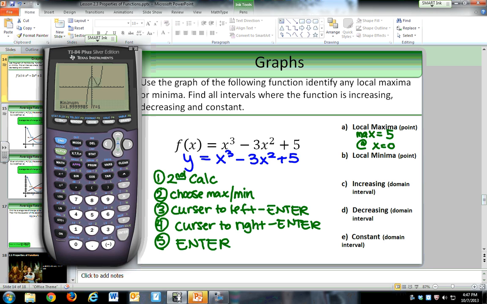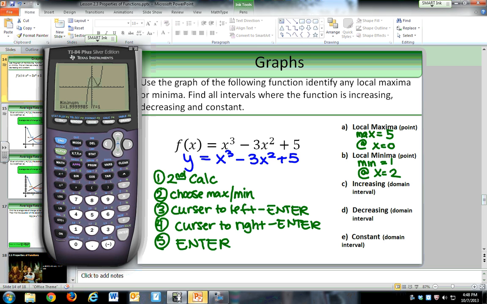So 1.999999999, we can say that's pretty much 2. My minimum is 1, and it occurs at x equals 2. So my minimum value is 1, and it occurs at x equals 2.